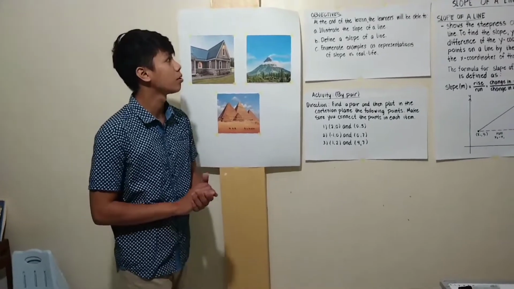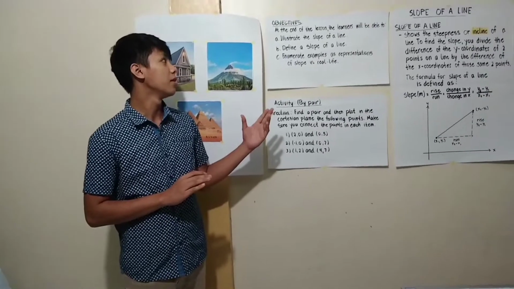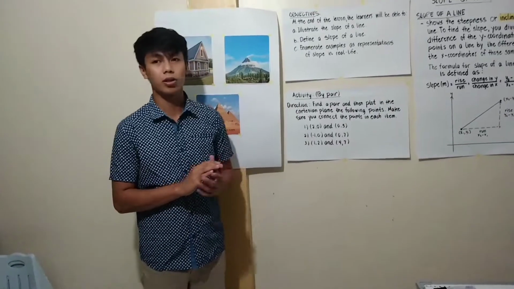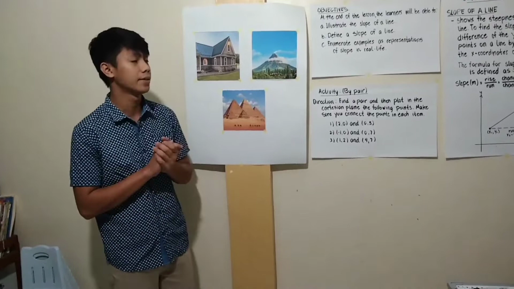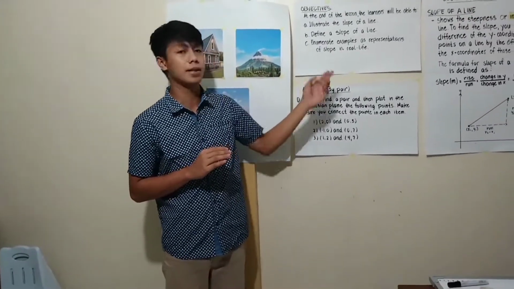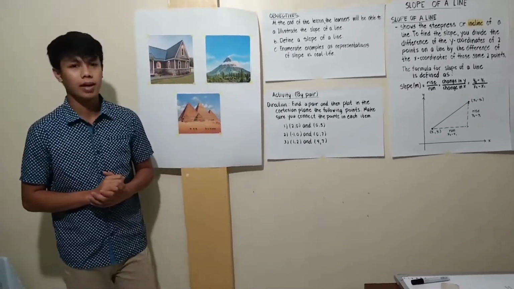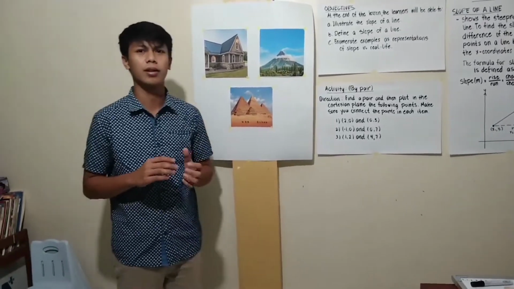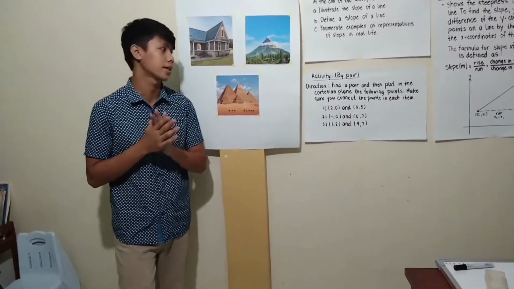Okay, very good. So at the end of the lesson, the learners should be able to first, illustrate the slope of a line. Second, define the slope of a line. So later on, you will know what is a slope of a line. Then, third, enumerate examples as representations of slope in real life. So just like this, you can determine kung anong mga bagay ang merong mga slope, merong mga inclination. So that is the end of our discussion.